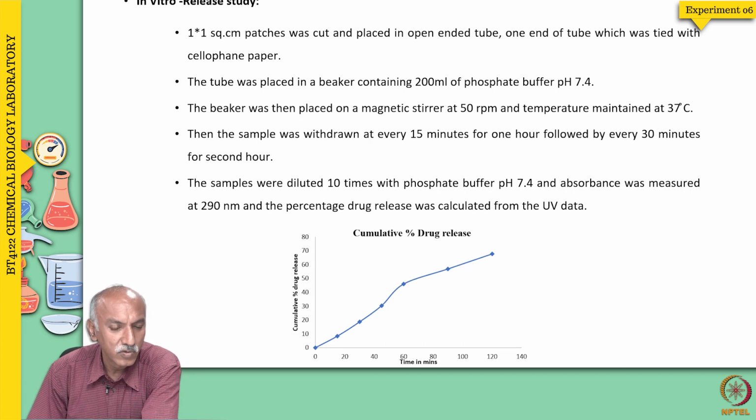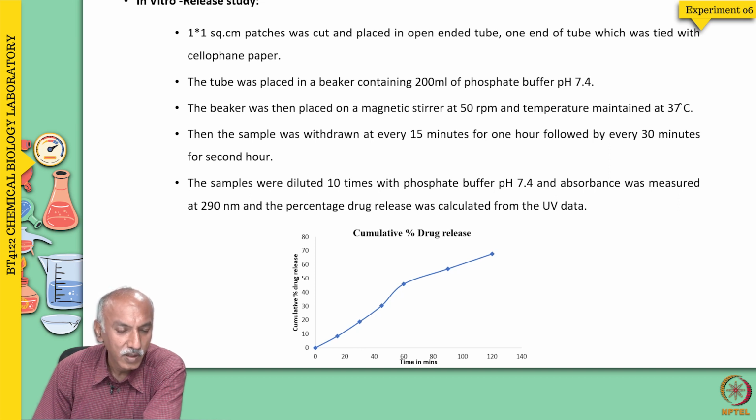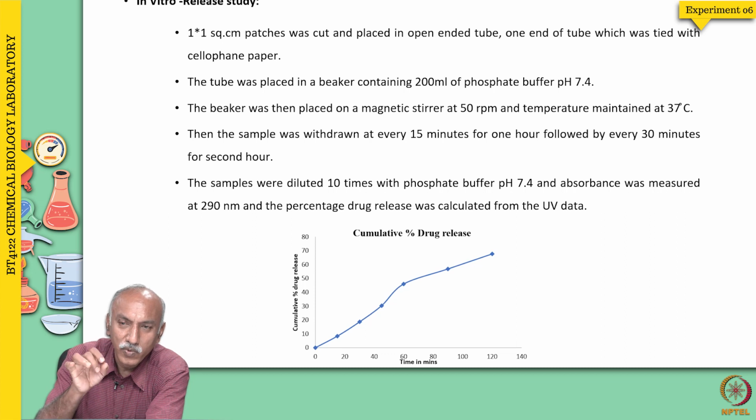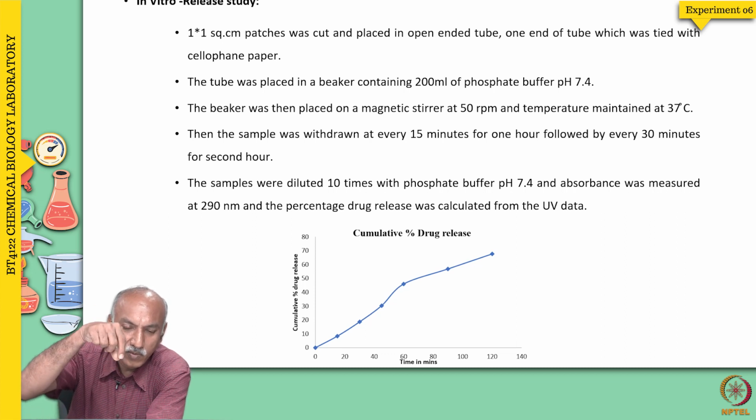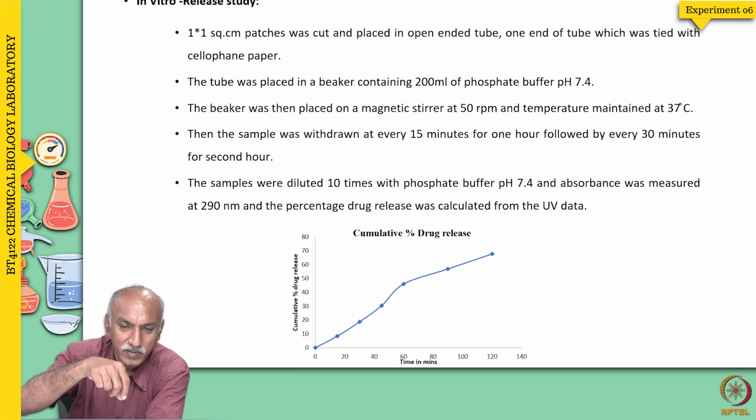1 square centimeter or 2 square centimeter patches were cut, depending on the case. In this case, they cut 1 by 1 centimeter, and it was opened as a tube which was tied to the cellophane paper, and the tube was placed in a beaker containing the transdermal phosphate buffer. Because we want to find out how it gets released over a period of time. Okay. So, now you put it in a tube and invert it, and you put it in a beaker containing the water solution.